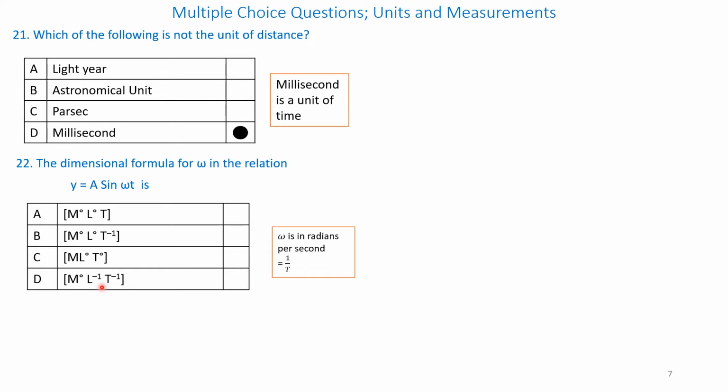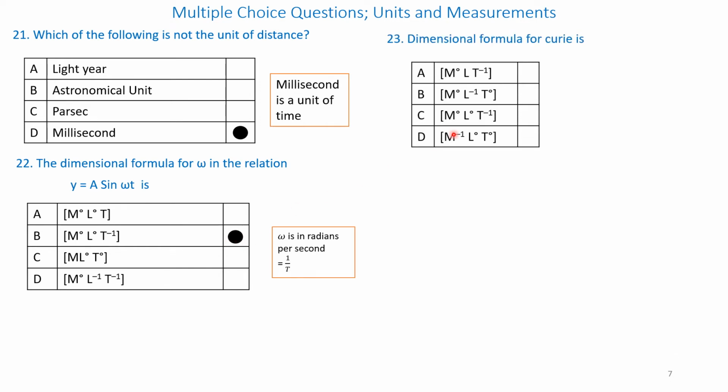So you have to analyze it. Omega is the angular frequency and it is given in radians per second. That is equal to 1 over T. Therefore, there should be T to the power of minus 1. T to the power of minus 1 is appearing in B as well as option C. So L to the power of 0, therefore, there is no term of L in this omega. So option B must be the correct answer because M is 0, L is 0 and T is minus 1. So you mark answer B as the correct answer.